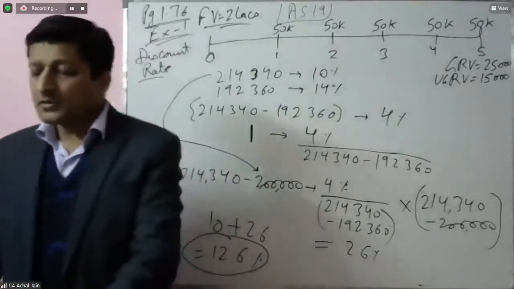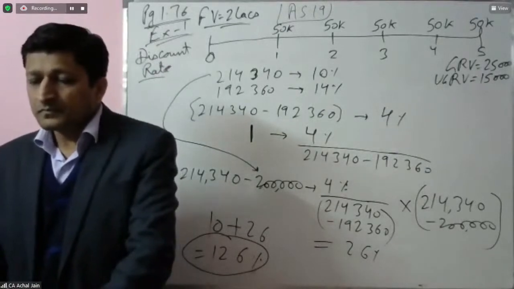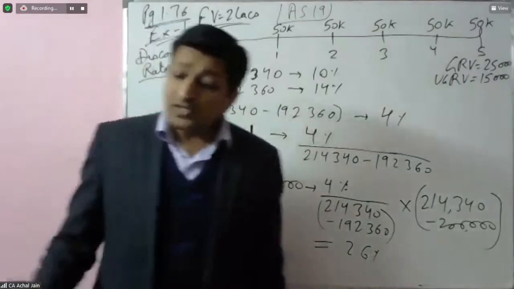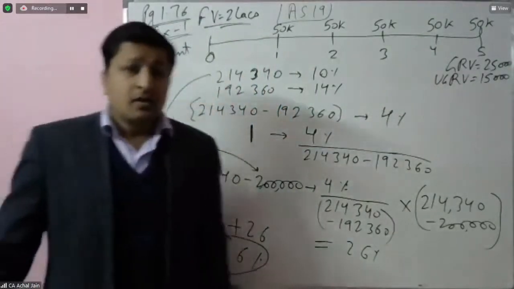Kushi, I'm hoping you're clear on this. Vandana has not understood why the present value should include UGRV and GRV.